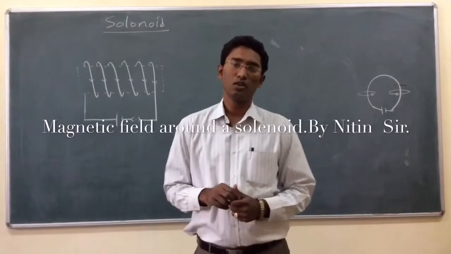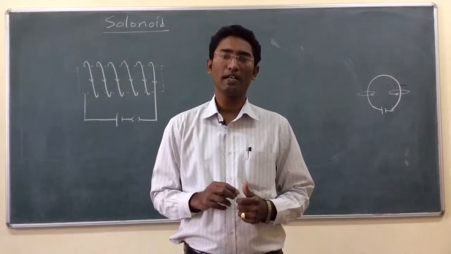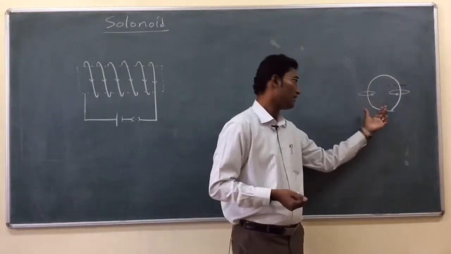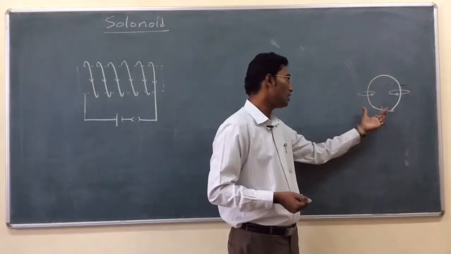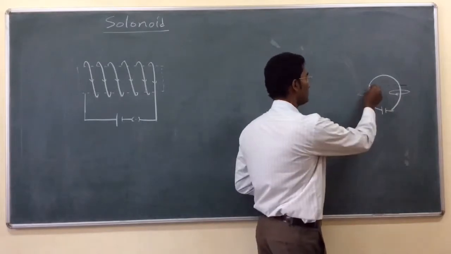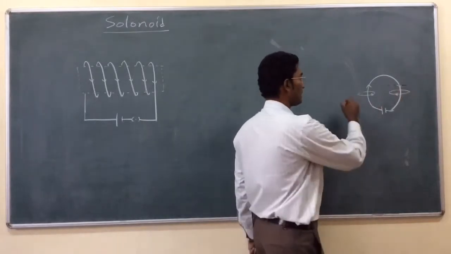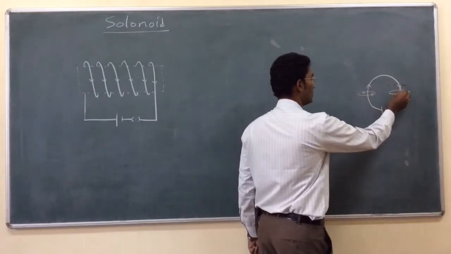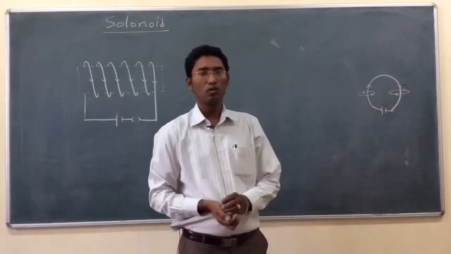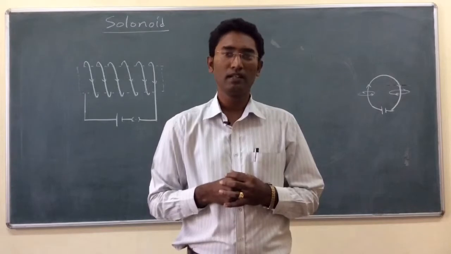Hello students, today we will see the nature of a magnetic field which is produced by a solenoid. We all know the nature of a magnetic field which is produced by a single loop of a wire. This is a single loop of a wire, and using the right hand thumb rule we can find that the magnetic field produced around the loop of a wire has this type of nature. So a single loop of a wire produces a magnetic field.